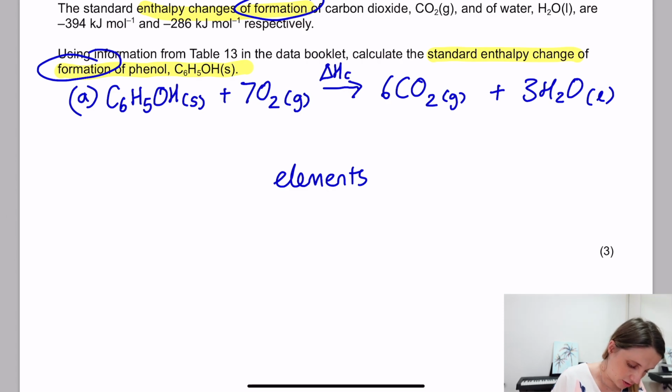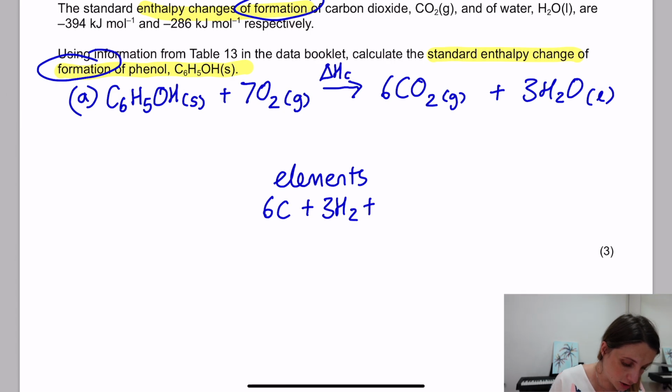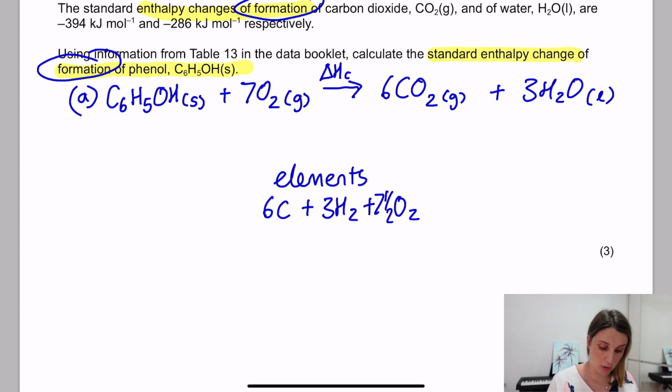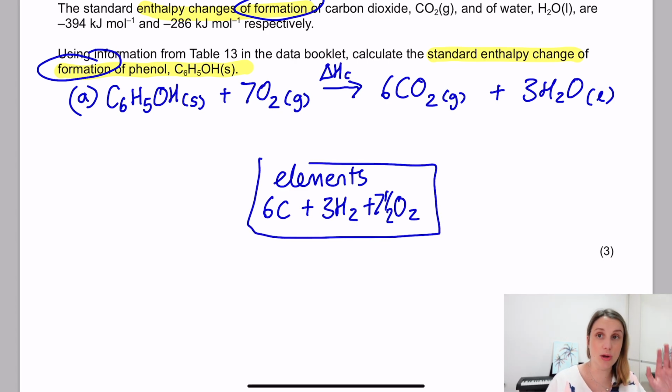So really what you've got is you've got 6 carbons. Carbon just exists on its own, and then we've got 3 H2, and then we have got how many oxygens overall? That is 7 O2, so we've got 7.5 O2s on both sides of the equation. So if you were doing balanced equations, that's how you could balance all of the equations that this is connecting to. So let's have a look at what we've got and what we've been given.